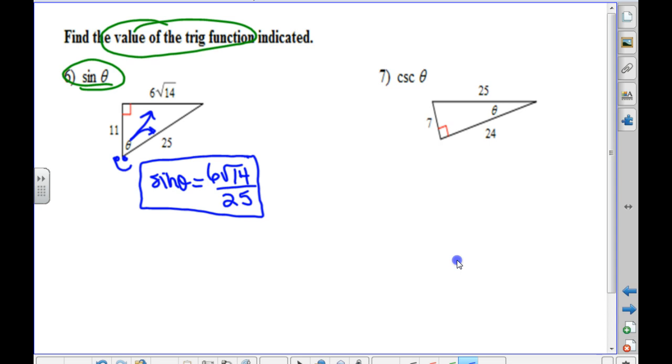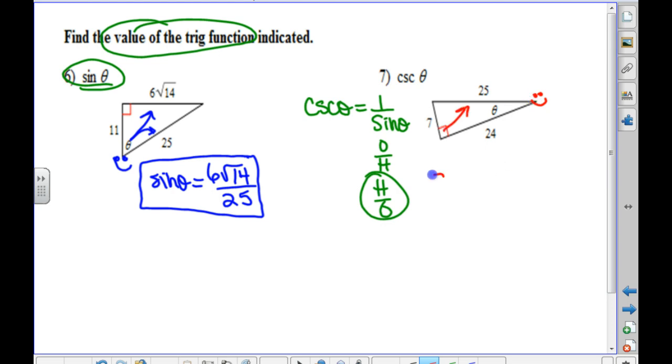Number 7, for the first time, asks for what's called a reciprocal function. What is cosecant equal to? Does anybody know? It's the reciprocal of sine, 1 over sine. So if sine is opposite over hypotenuse, then cosecant becomes hypotenuse over opposite. So if we are standing out here at theta, what's the hypotenuse? Be careful. What's the hypotenuse in that picture?